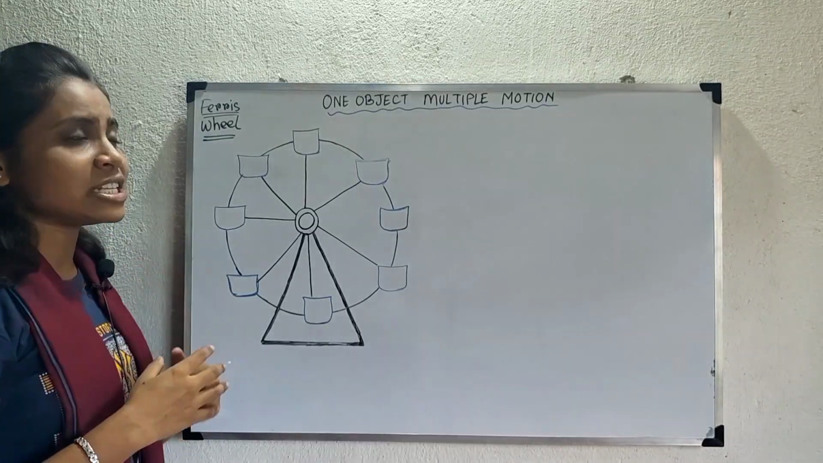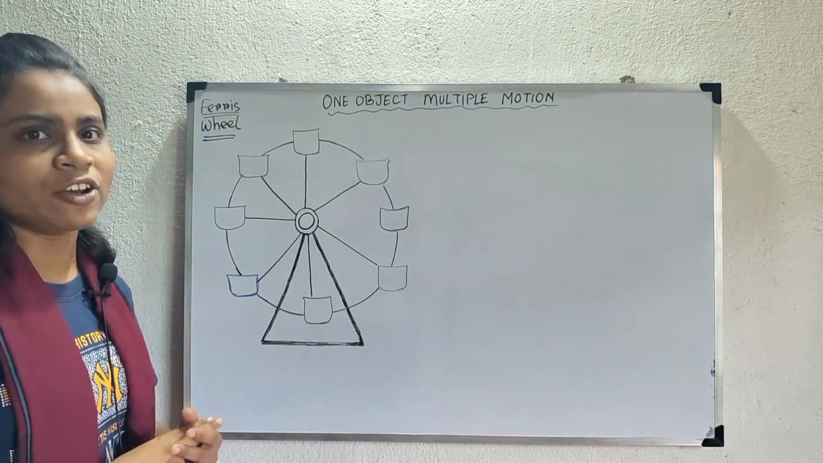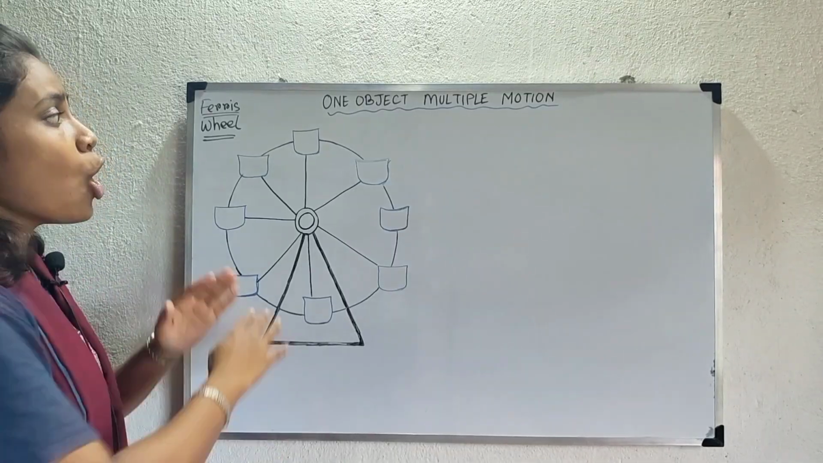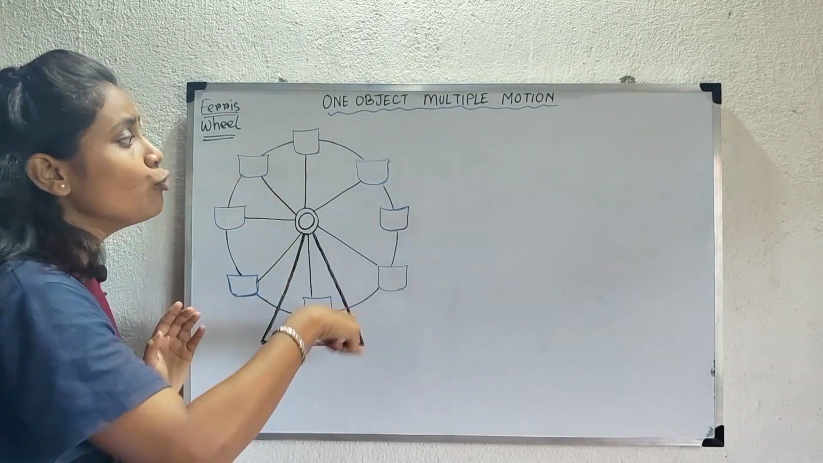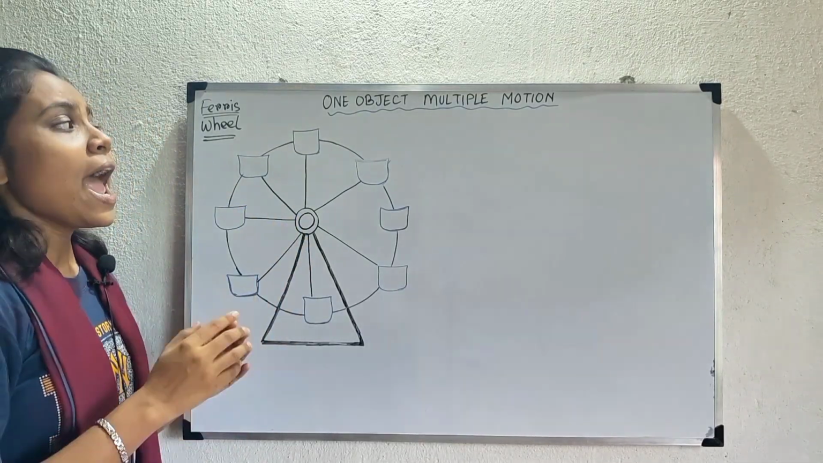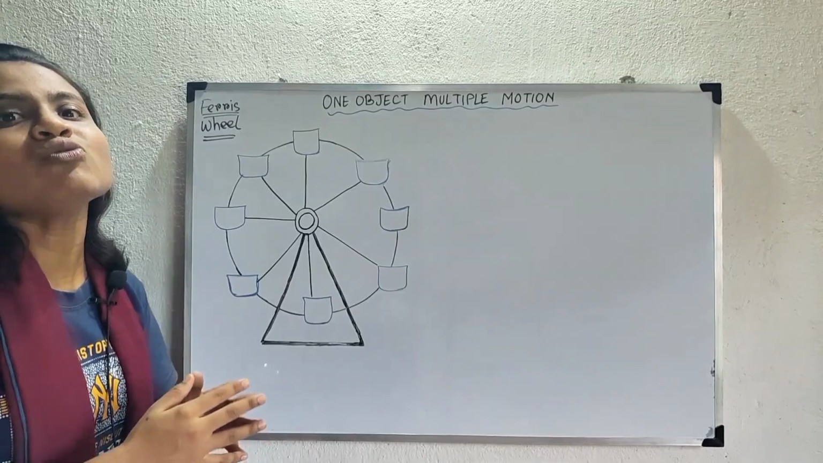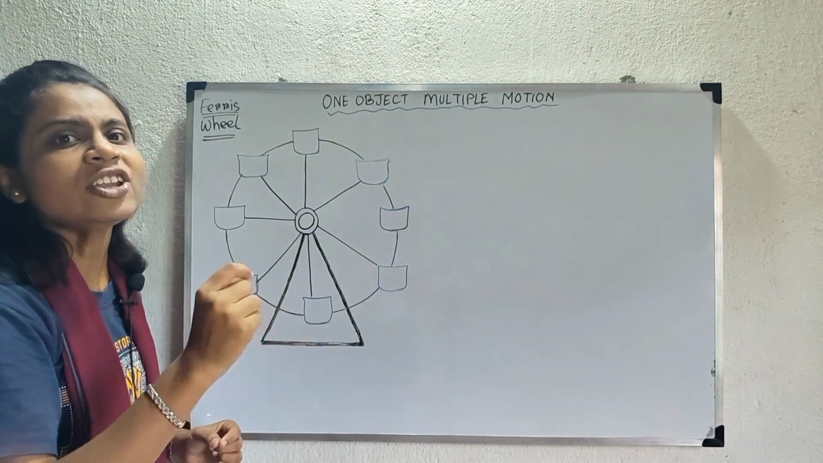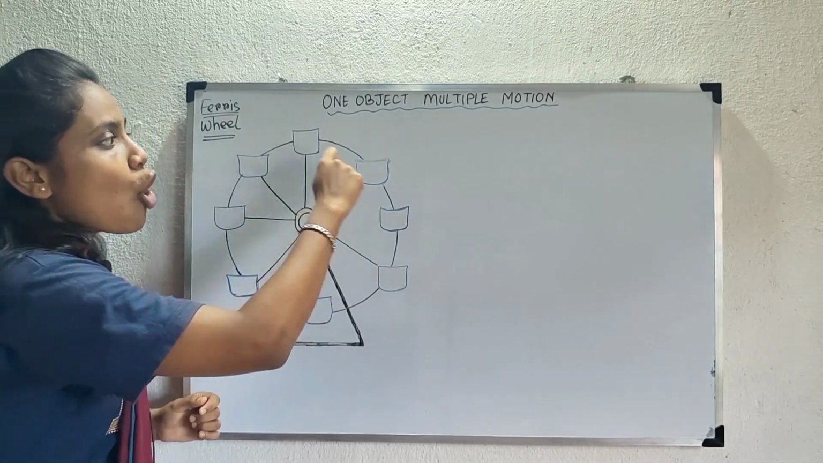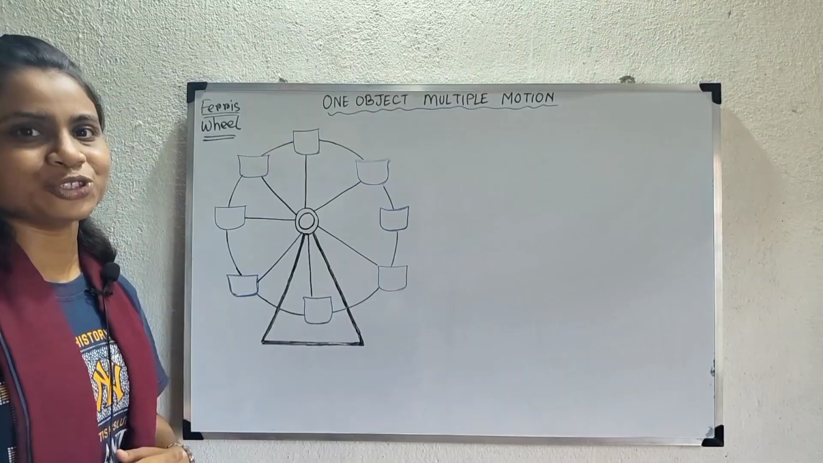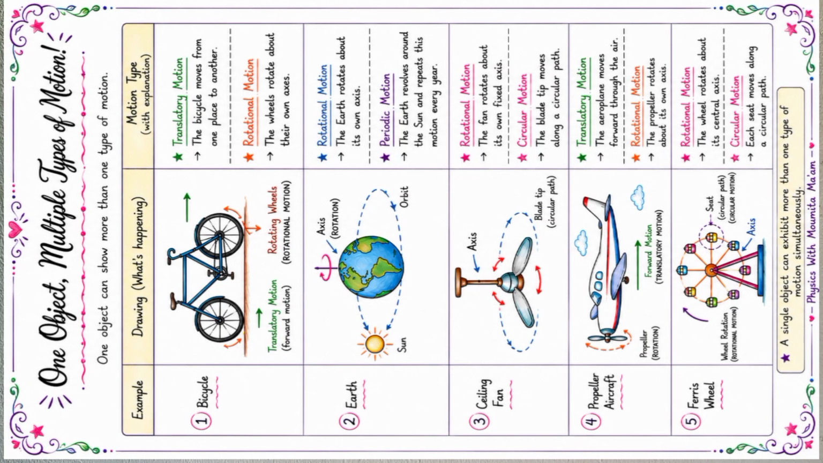Thus, in case of a Ferris wheel, we observe two kinds of motion. One is rotational motion, where the whole setup or the whole wheel rotates about a center axis. And the second one is circular motion, where each seat of the passenger is covering a circular path and hence it is circular motion. Let's quickly revise what we learned today.